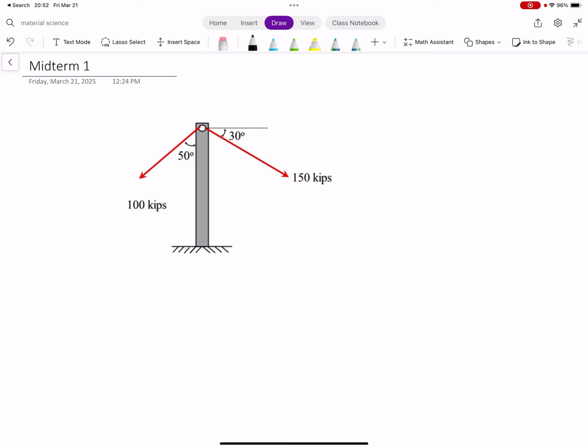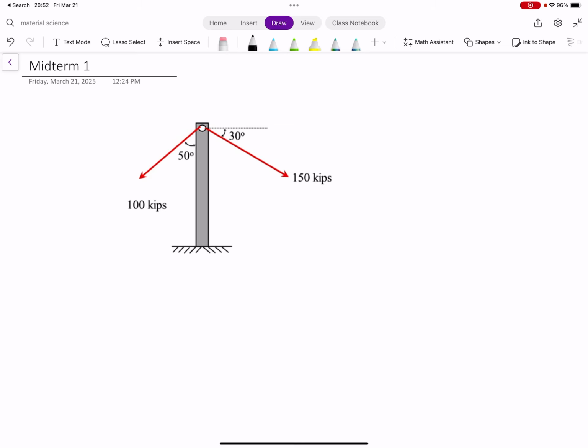Problem one was this picture where we had to find the resultant force based on these two forces. One is 150 kips. The other one is 100 kips. But the method we ask for in the question, please check your midterm problem one. In the description, it says use the triangle method, not the other method. So you have to use this method.